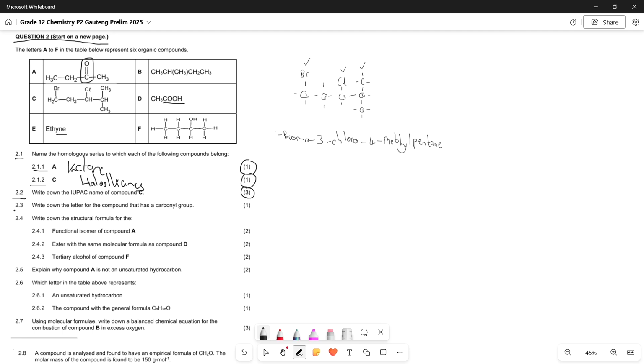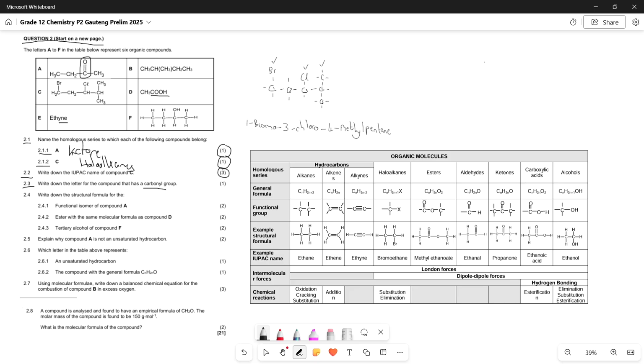Because then 2.3 says, write down the letter for the compound that has a carbonyl group. Okay, so what we're looking for is a carbonyl group is from a ketone. It is when we have a C double bond O over here. In some papers, I've seen them call an aldehyde a carbonyl, but usually it's called a formyl. A way to remember that is that there's a substance called formaldehyde, and that substance has the name aldehyde in it, so it's basically formyl plus aldehyde, and we have formaldehyde. So formyls are from aldehydes, ketones have carbonyls.